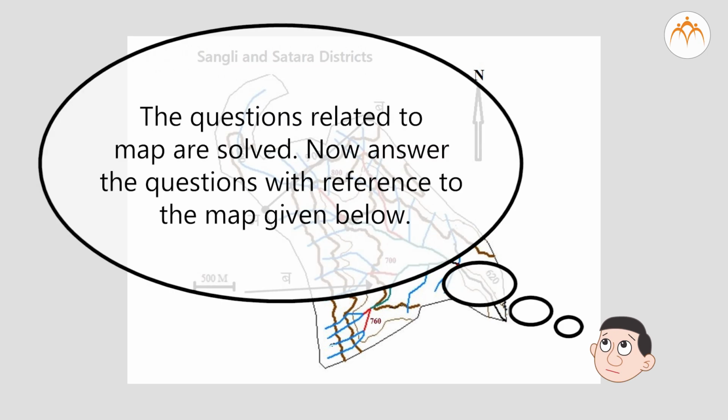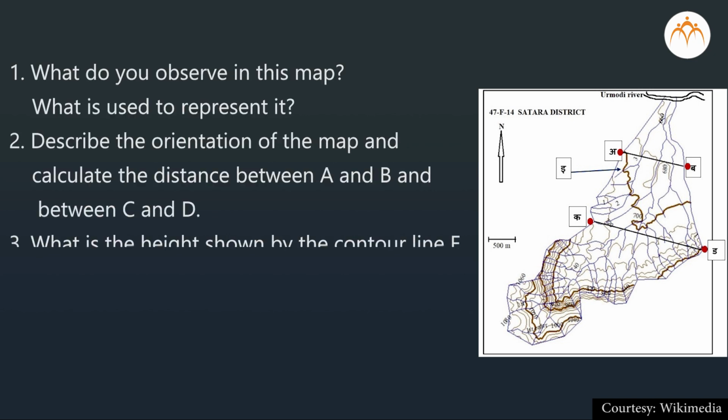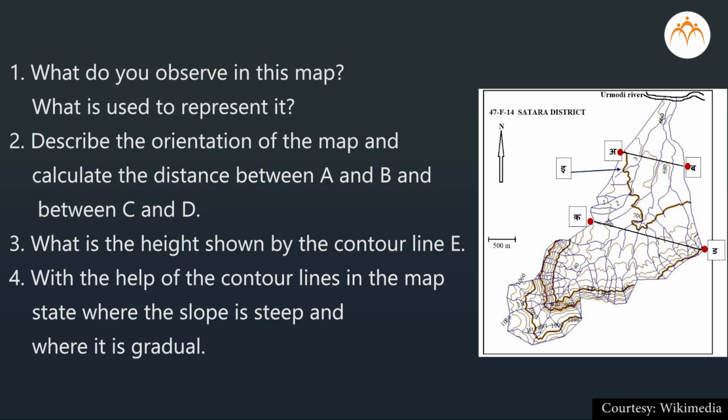Now answer the questions with reference to this given map. Exercise. What do you observe in this map? What is used to represent it? Describe the orientation of the map and calculate the distance between A and B and between C and D. What is the height shown by the contour line E? With the help of the contour lines in the map, state where the slope is steep and where it is gradual.